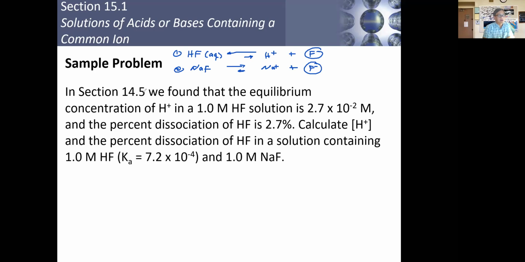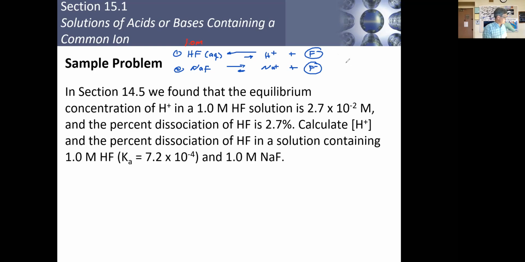Now, this is referencing what we did back in chapter 14. We saw that for a 1 molar solution, remember we did this.